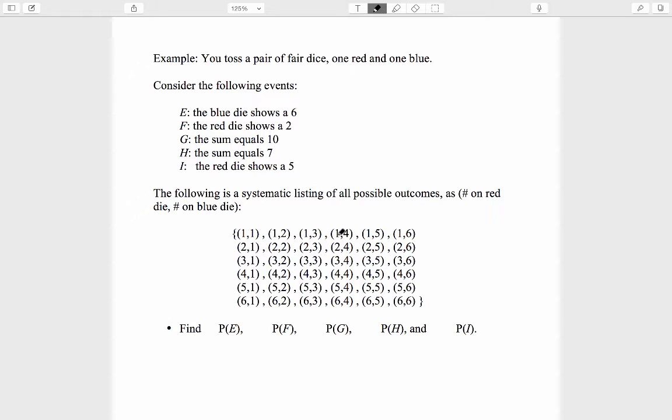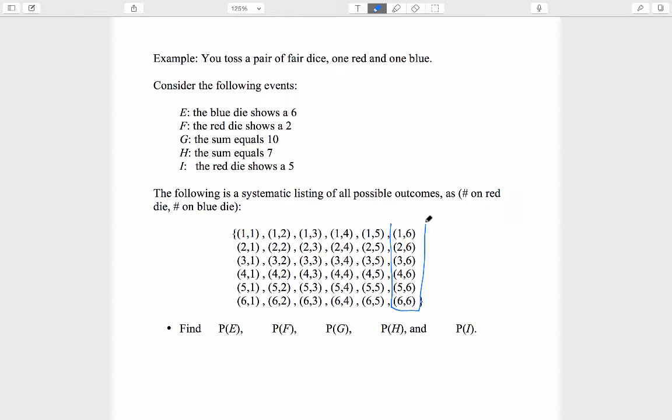Our convention will be that within each pair, the first number represents the number on the red die, and the second is the number on the blue die. So 1 on the red, 4 on the blue is different from 4 on the red, 1 on the blue. First, let's quickly find the probabilities of each of these events in their own right, and then we'll look at conditional probabilities. So first, the probability of E, that the blue die shows a 6.